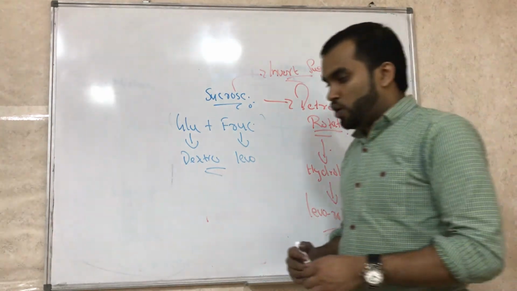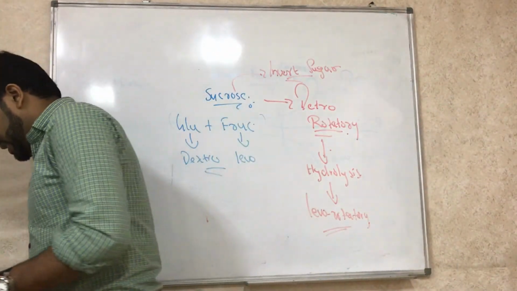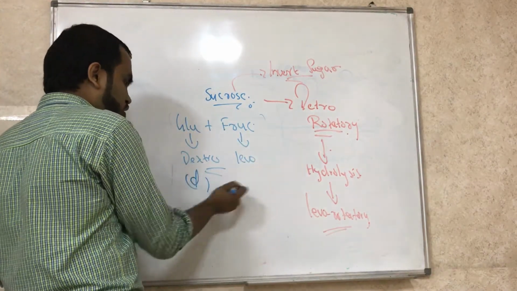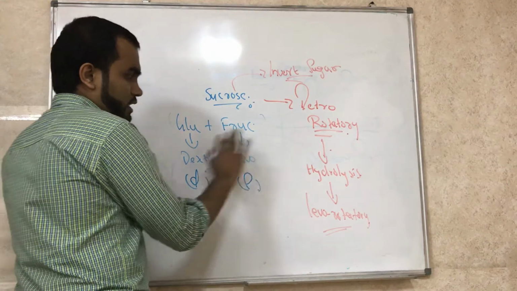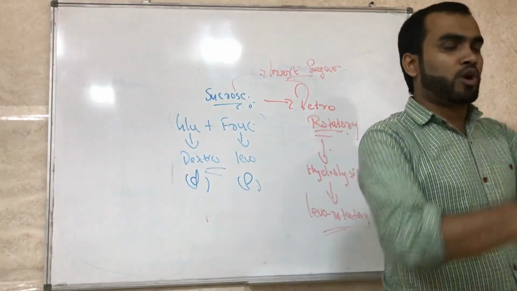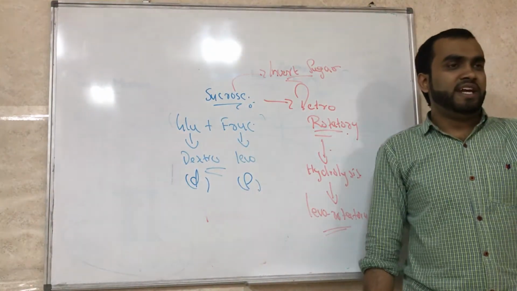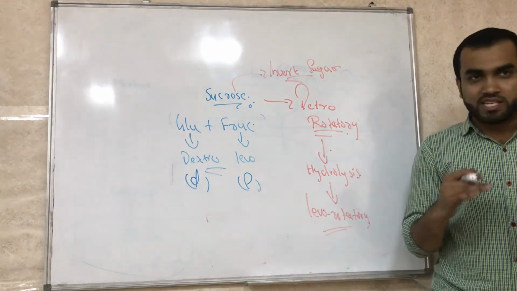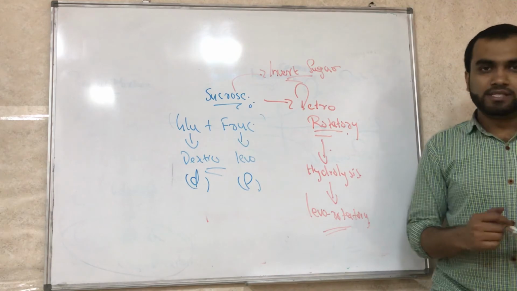Invert sugar. Okay. So these are the important things about how you represent dextro, small d. How you represent levo, small l. Okay. So these are the important things about isomerism, a brief about isomerism. So we studied stereoisomers and optical isomers, the classification. Just remember these are asked in all important competitive exams. Clear?